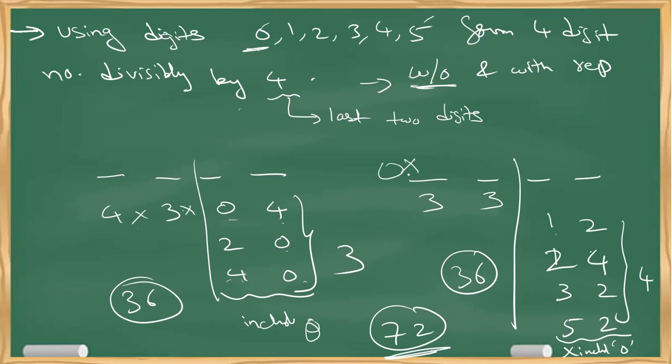And here 0 should not come. 0 can come only here. So how many possibilities? 2 digits gone, 0 should not come. Out of 6, so 3 digits gone. So 3 left. Now here 0 can come, it doesn't matter, so 3 left. 3 into 3 into 4 is 36. So here 36, here 36. If you add, you'll get 72 as an answer. So there are 72 four-digit numbers using 0 to 5 which are divisible by 4, without repetition.